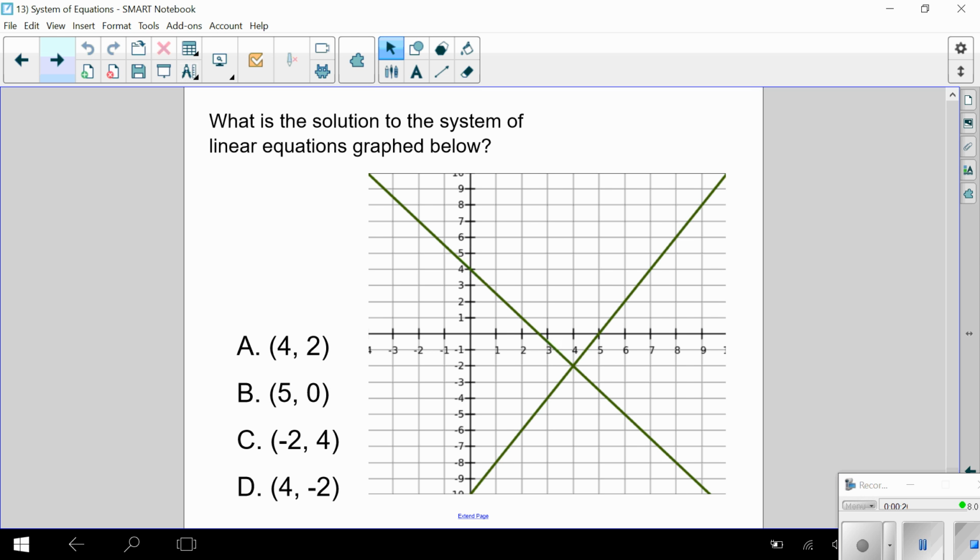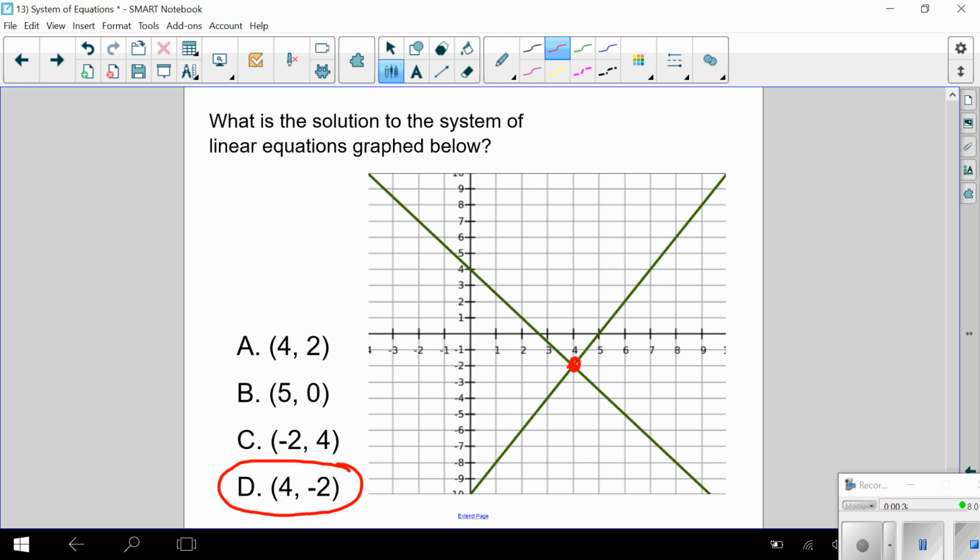Looking at a graph, I have my two linear functions. It's easy to find the solution to a system of linear equations when you're given the graph. Your solution is exactly where they intersect. So if you look, these two lines intersect at 4, -2. So 4, -2 is my solution.